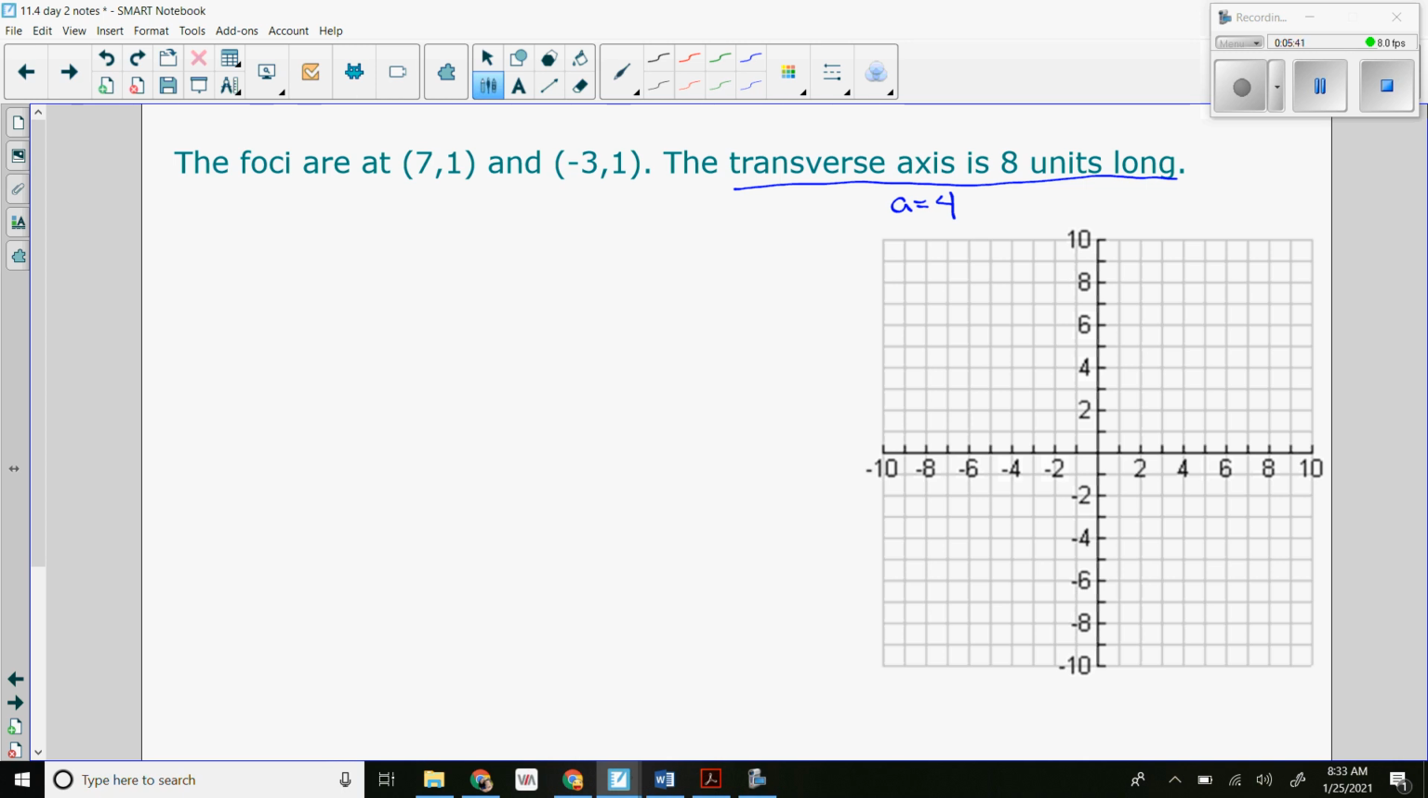And let's see, the foci 7, 1. So if I go out here to 7, 1 and negative 3, 1. Okay, that's going to be a distance of 10, which means that my center is going to be in between. It's right there. 1, 2, 3, 4, 5. 1, 2, 3, 4, 5. Yep. So my center would be at 2, 1.